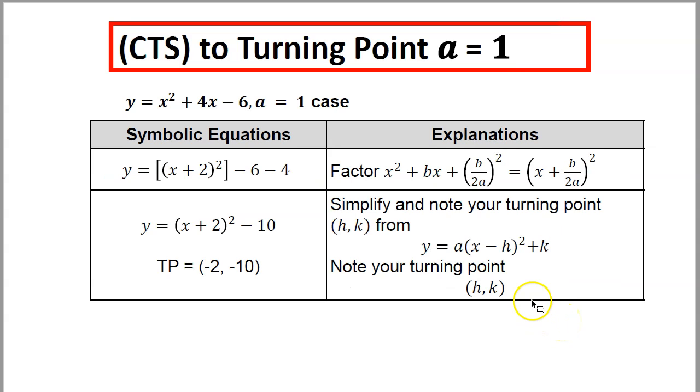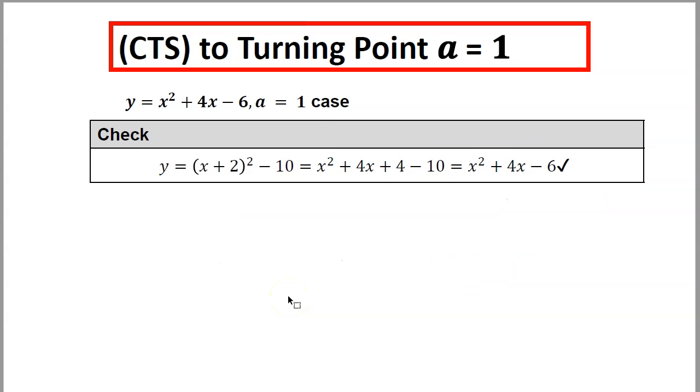Now we can factor x squared plus bx plus quantity b over 2a squared into x plus b over 2a quantity squared. And we can add our numbers out here. So we simplify and we can see that our turning point here is -2, -10, and we have our turning point form. We can check by multiplying out our turning point form and making sure that we have our original function.